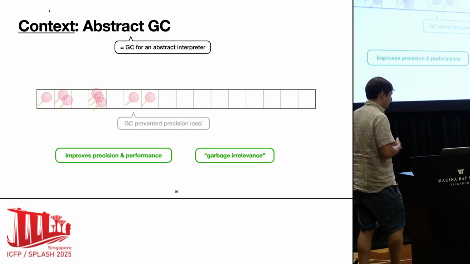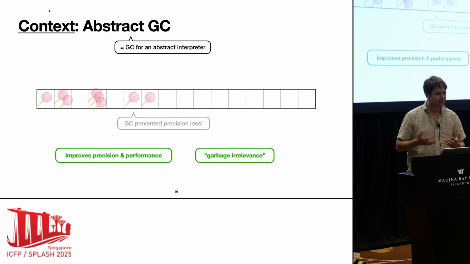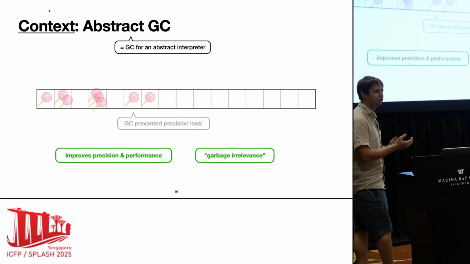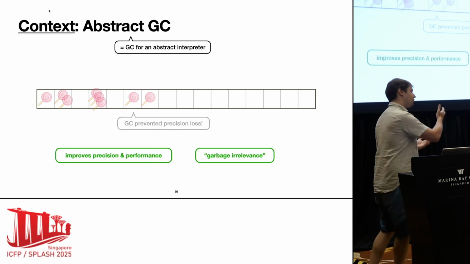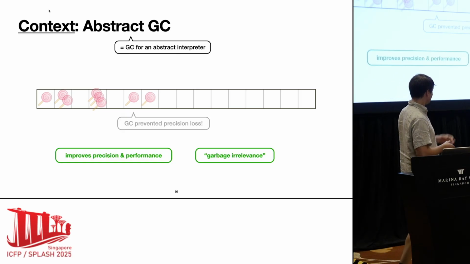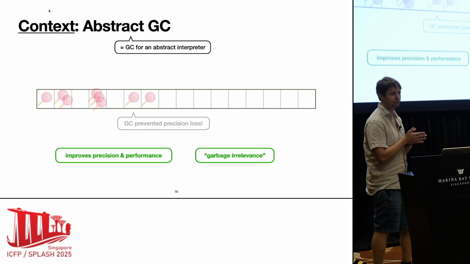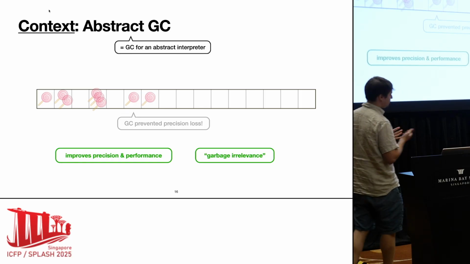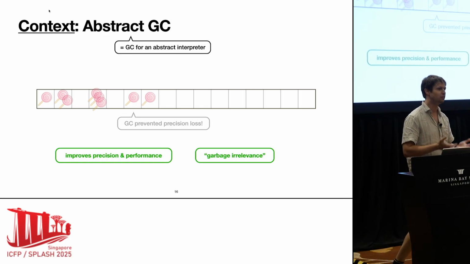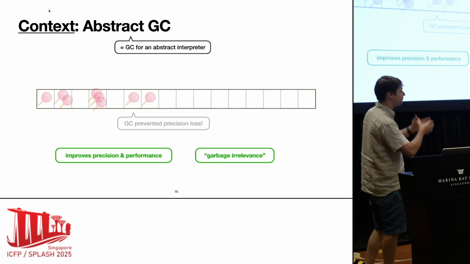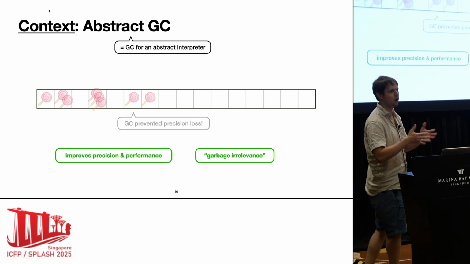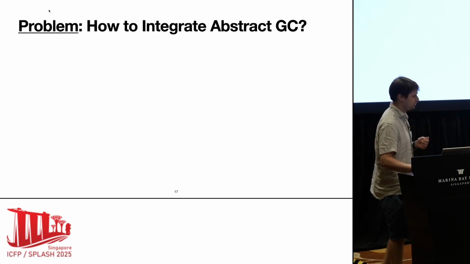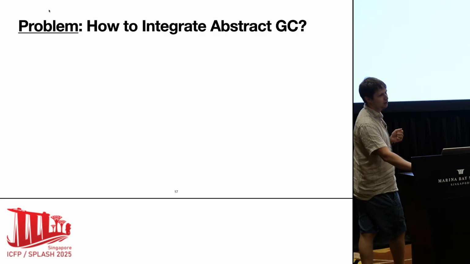So in summary, abstract garbage collection is not really about reclaiming memory. It's about improving the precision of our abstract interpreter and therefore often also its performance. It also gives us the nice property of what we call garbage irrelevance, which basically means that the abstract interpreter doesn't need to duplicate work for different environments that only differ due to garbage bindings. The garbage doesn't really matter. The problem is, how do we integrate abstract garbage collection?